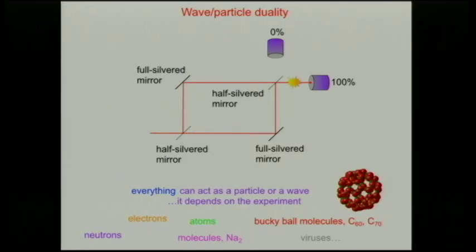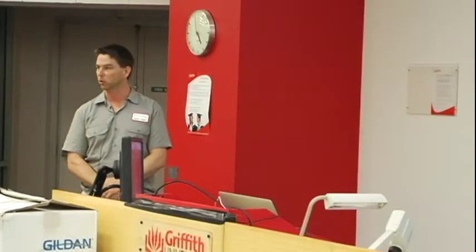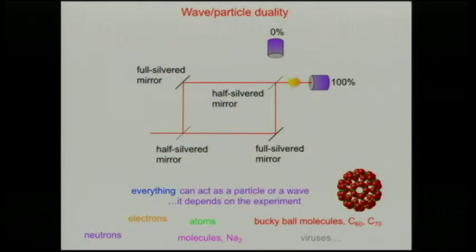And people have done this, in fact, not just with light, but with all manner of particles. So electrons behave like waves, as do atoms. And in fact, the largest molecule people have done this kind of experiment with is a buckyball, which has 60 carbon atoms in it. So people have built interferometers, this is called an interferometer, in which you see quantum behavior of all these particles that we conventionally think of as massive particles.